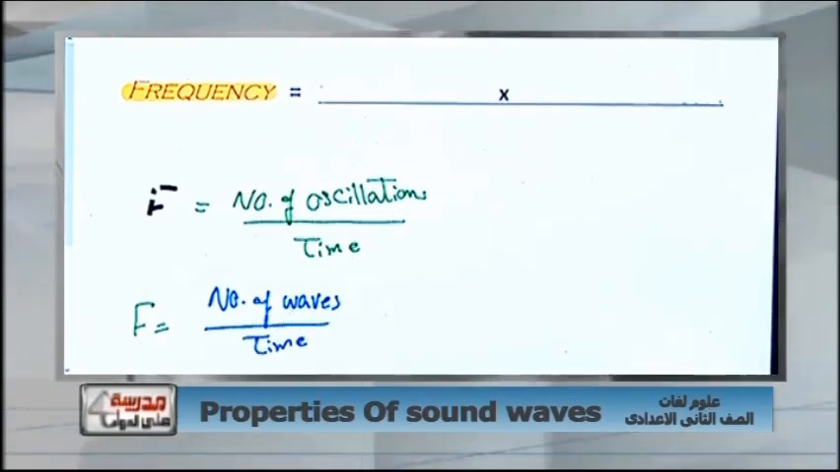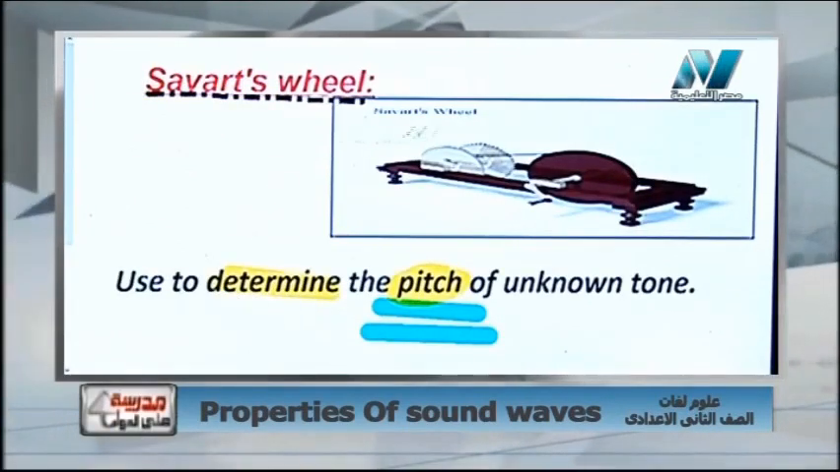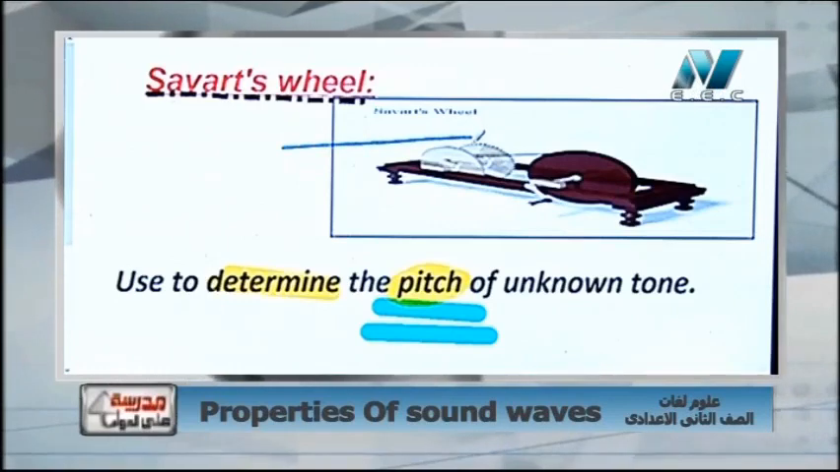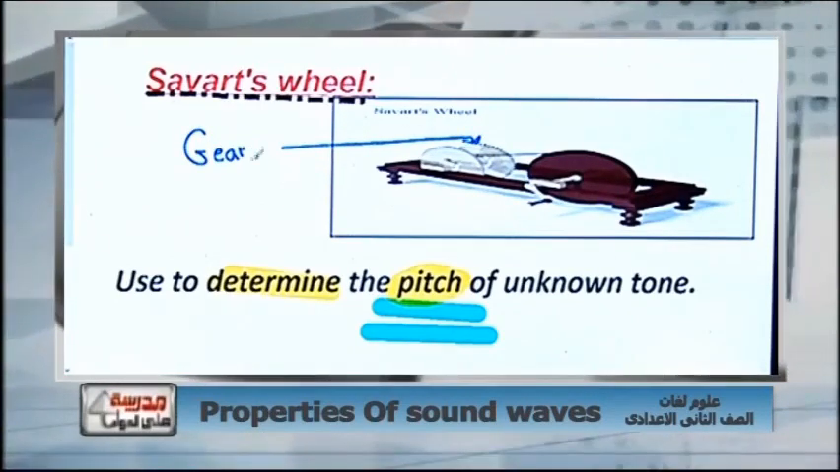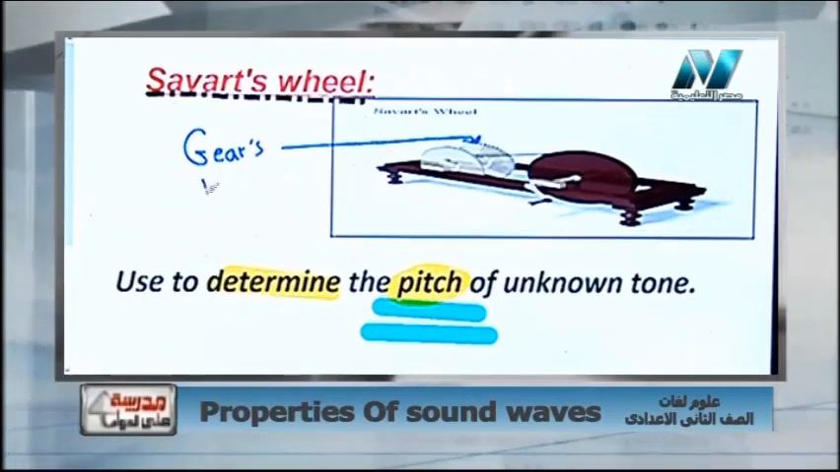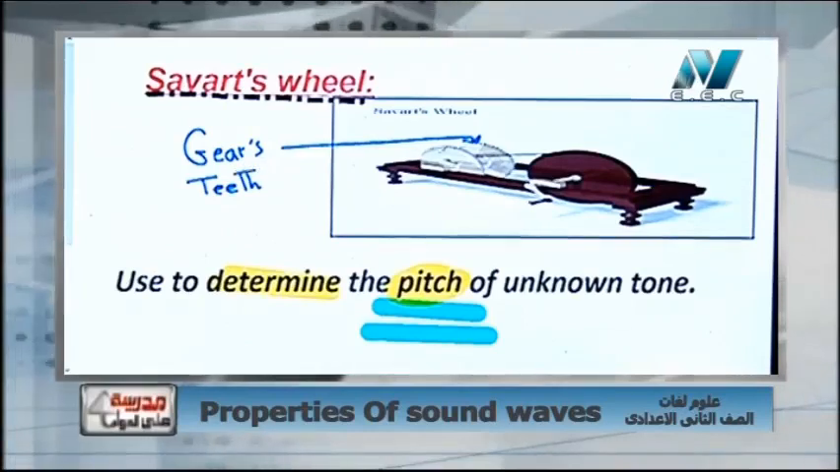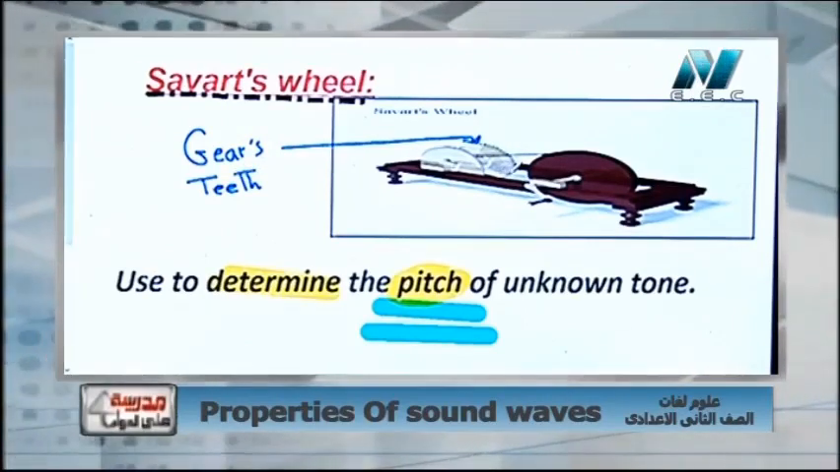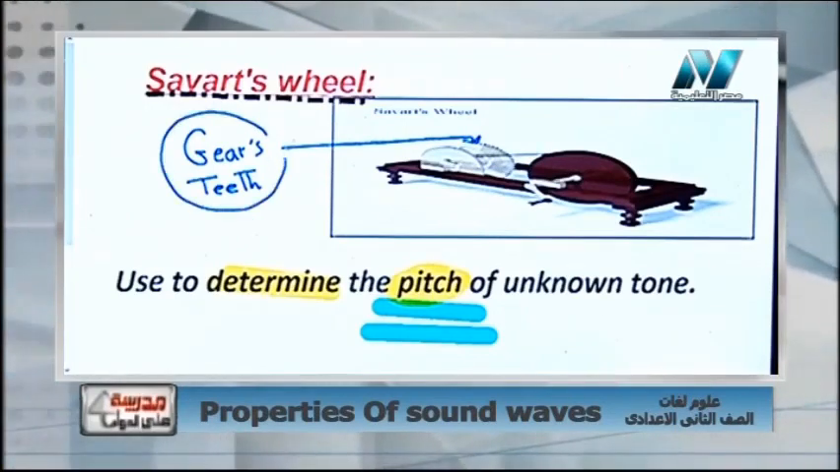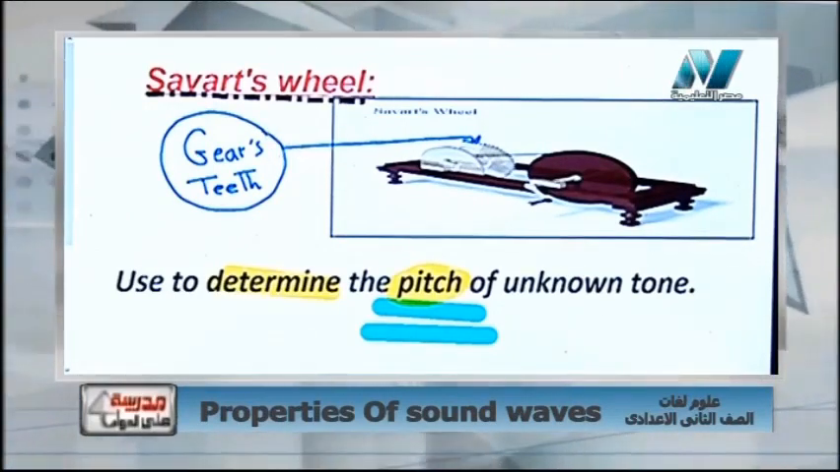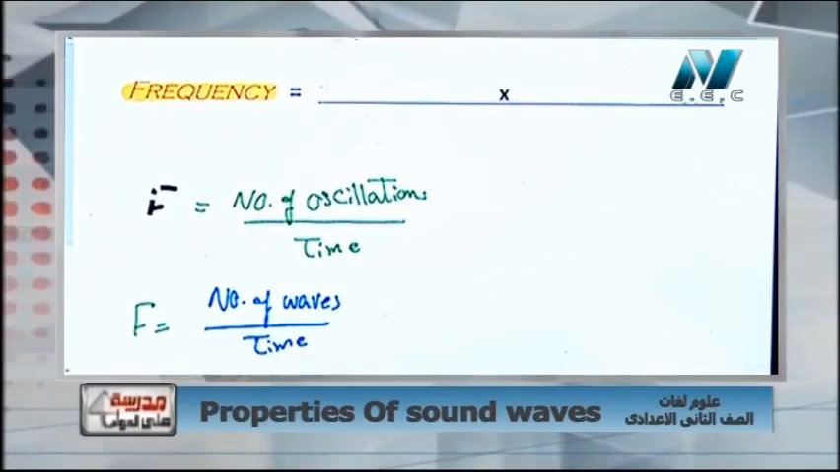Okay, but in this device we have what? We have here a gear, or gear teeth. A gear surely has teeth, like cogs sticking out of it. So we have here another factor that affects the rule of frequency. Frequency according to Savart equals what? Let's see together.